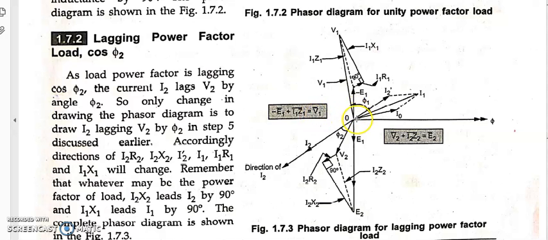And you need to draw V1 over here. Minus E1 you have already drawn, I1 R1 over, I1 X1 over, I1 Z1 over. So what remains here is V1, and just join from this point to this point, and that gives you V1. So V1 is equal to minus E1 plus I1 Z1. Okay, V1 is equal to minus E1 plus I1 Z1. So this is all for the phasor diagram for a lagging power factor load. Okay.